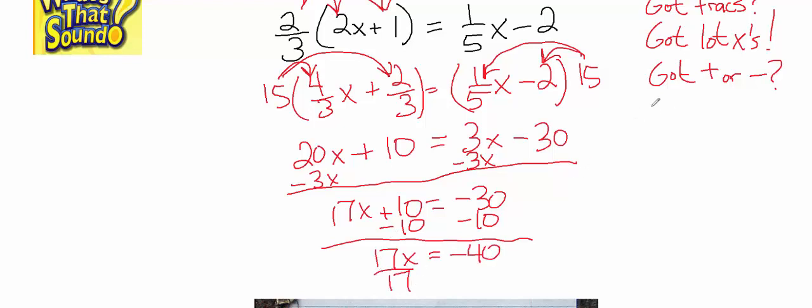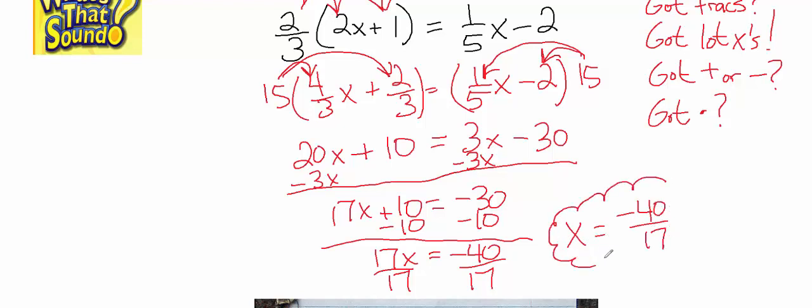And then in the last step, we've got multiplication. Got multiplication? We do. We've got a times by 17, so we'll divide by 17 to both sides. The correct answer should be negative 40 over 17. If you didn't get that, make sure to pause the video now. Redo it. We want everybody to get this one right before we play What's That Sound?